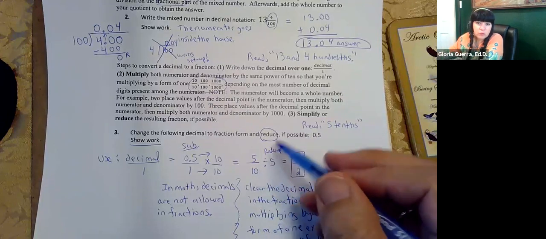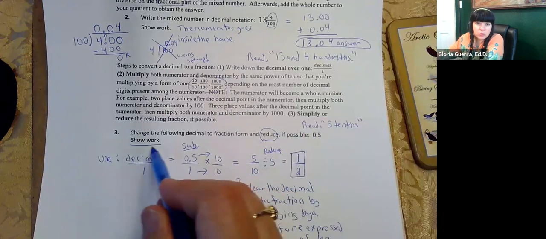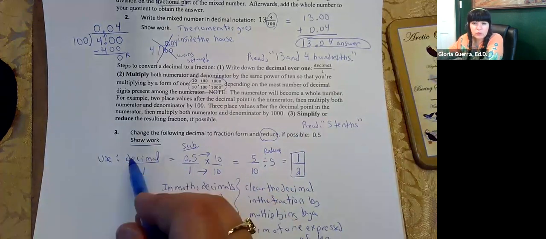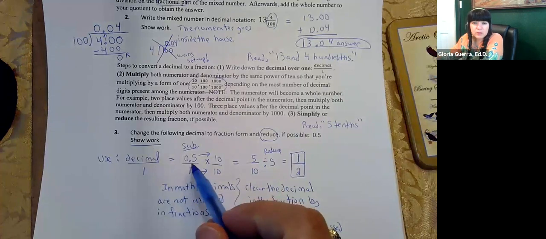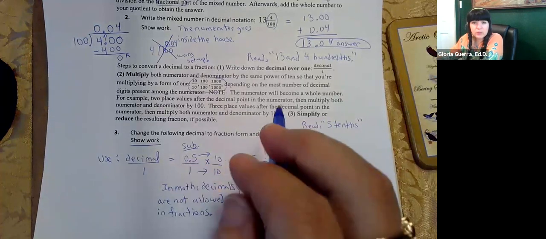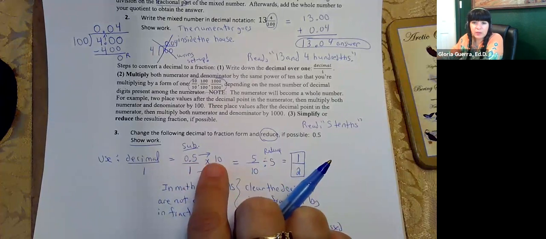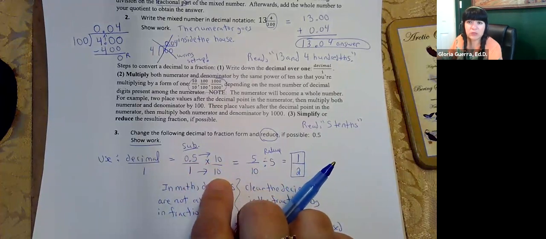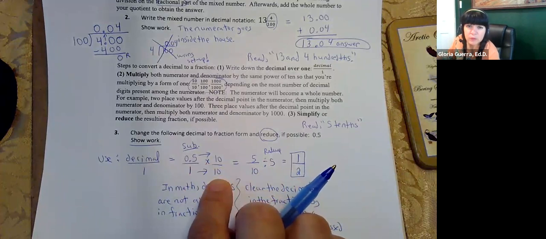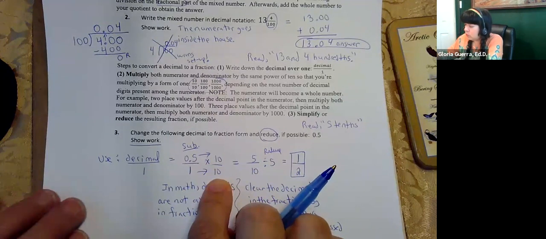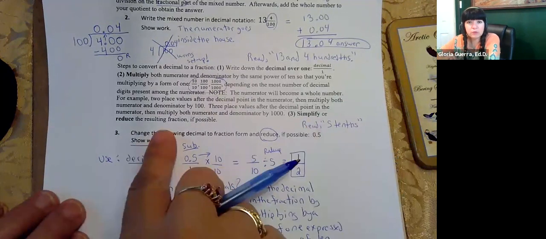This is a check when you read it out loud. But for full credit, you do need to show this work. You need to start with the decimal over 1, 0.5 over 1, and then show that you're multiplying by the form of 10 over 10, which is a form of 1. Okay, and that's how you show your work for these. And then step 3 was where you simplify. You reduce the fraction if possible.